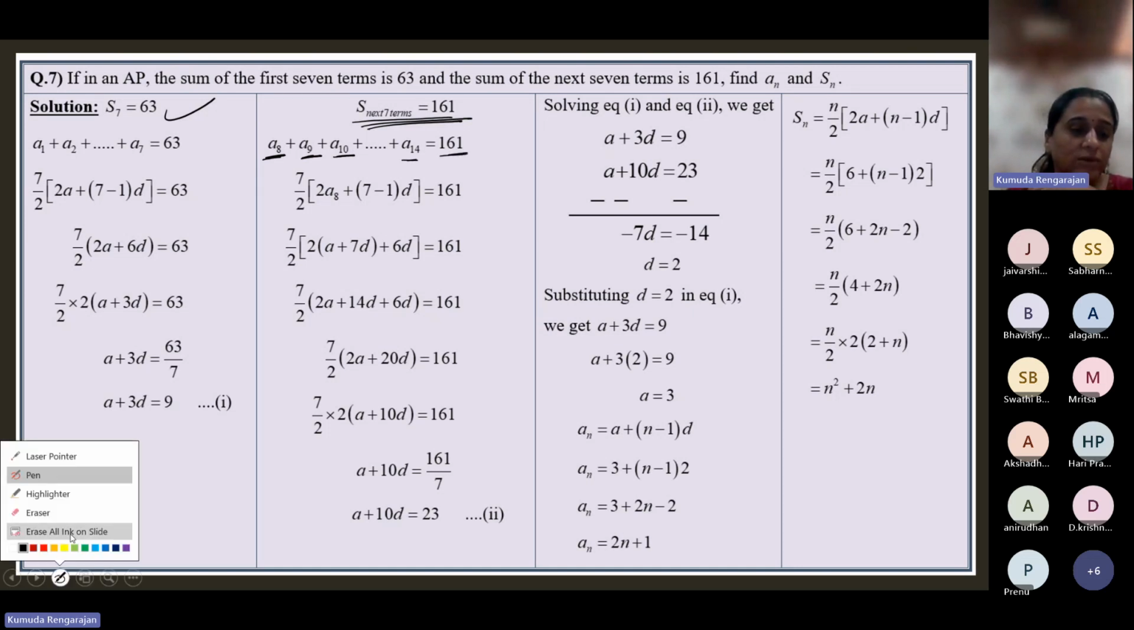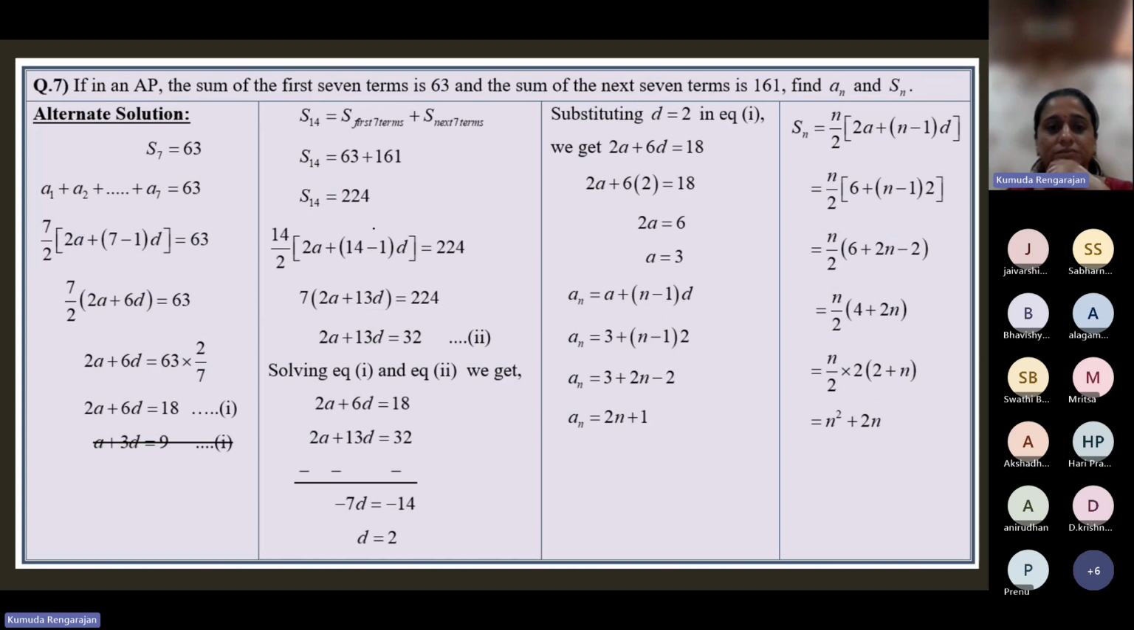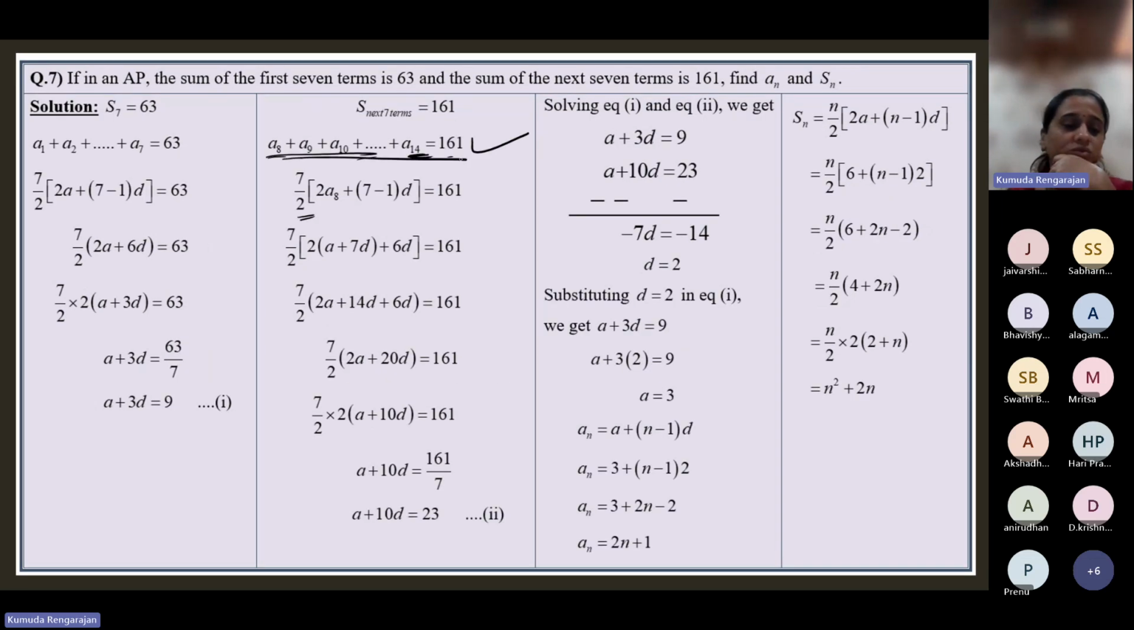So here you'll have to be careful. If you're using it like this, be careful. So n by 2. How do you find the sum? n by 2. How many terms are here? 7. So 7 by 2, not 14 by 2. 14 by 2 is in the other method. This is not 14 by 2 because there are only 7 terms here. So 7 by 2 of 2a, 2 into the first term. The first term is a8. So 2 into a8.